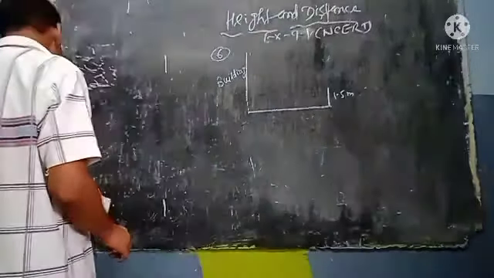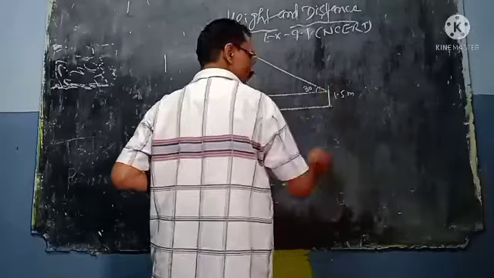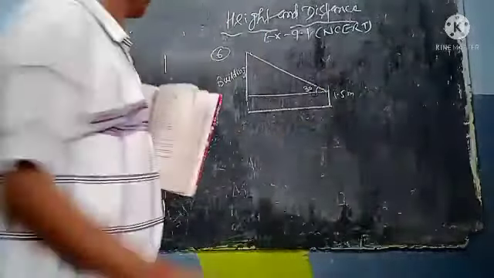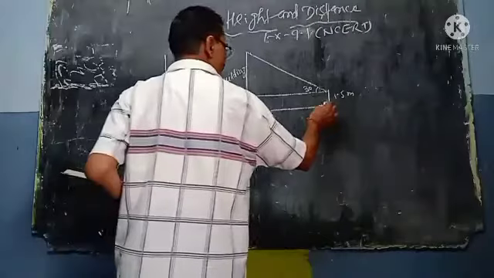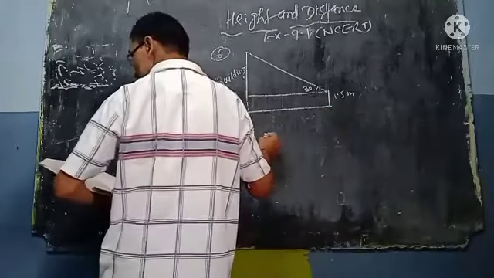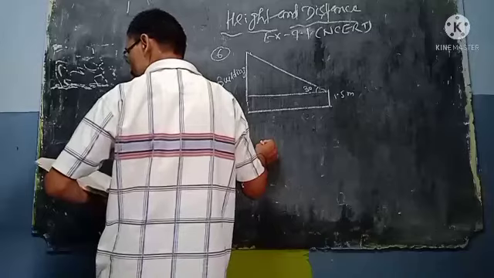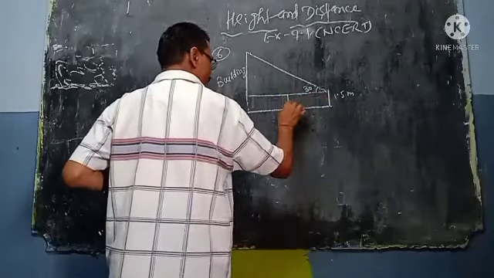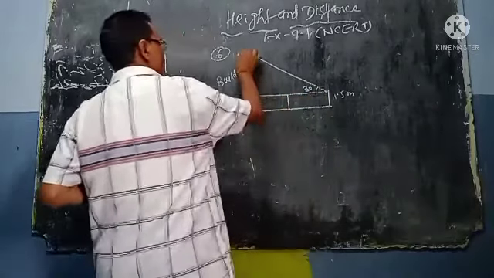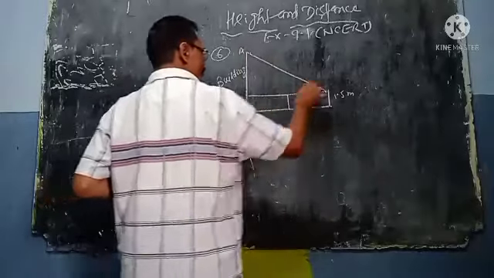When this tall boy observes the top of the building, the angle of elevation formed at the eye of the boy is 30 degrees. Then after that, he walked toward the building. The boy walks some distance towards the building and then stops. Suppose he walked and reached here, and then stopped. This is your building AB, this is CD.